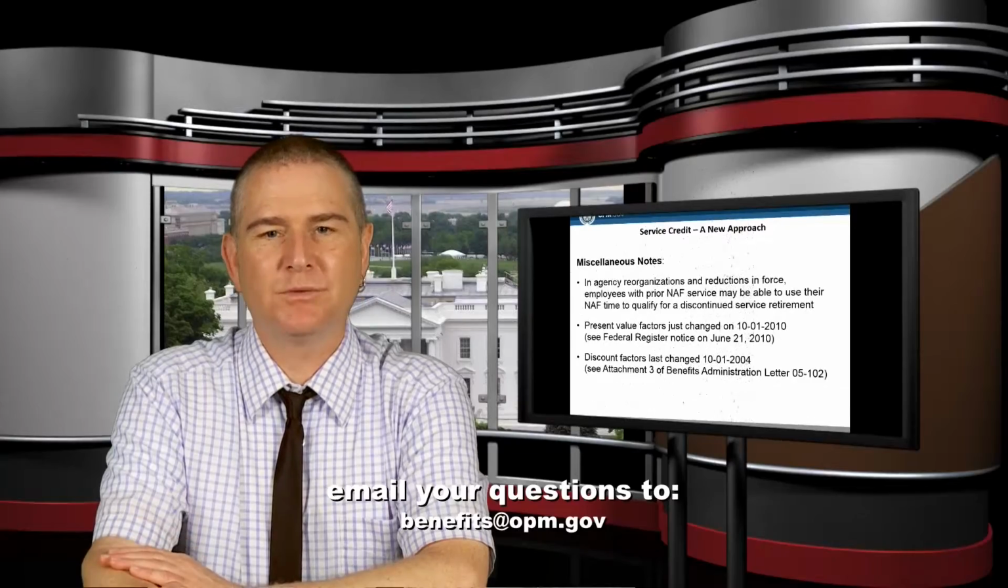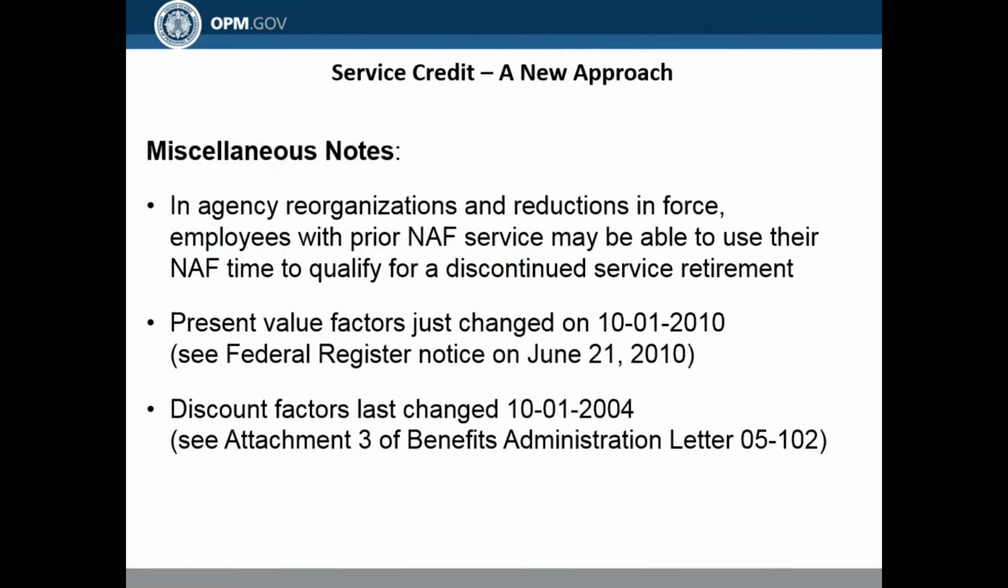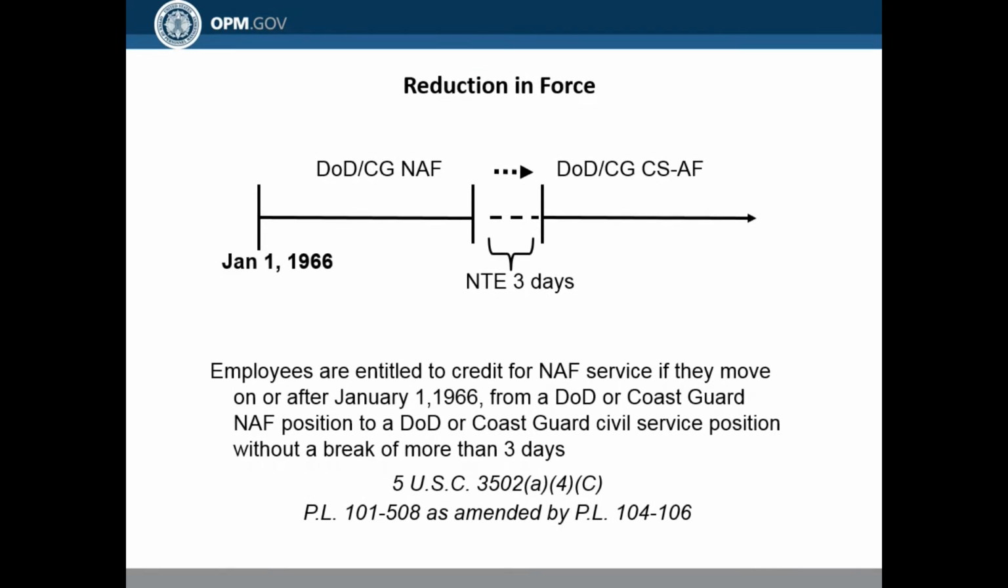I want to address some specific things here, some miscellaneous things. In agency reorganizations and reductions in force, employees with prior NAF service may be able to use their NAF time to qualify for a discontinued service retirement. The present value factors need to be updated. They just changed again fairly recently, so just be aware. That was actually in our latest annual changes BAL. Discount factors last changed on 10/1/2004. See attachment 3 of the Benefits Administration Letter.